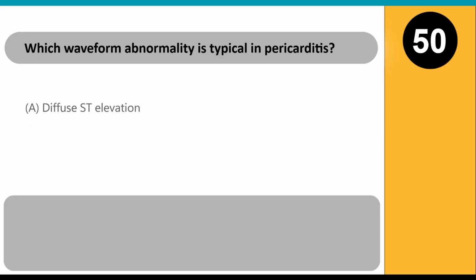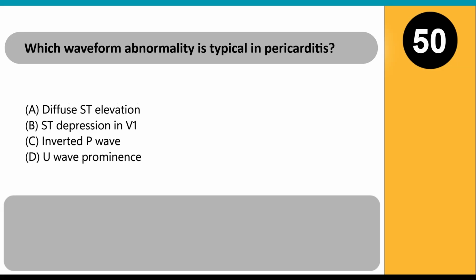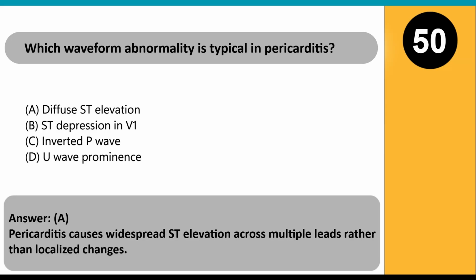Which waveform abnormality is typical in pericarditis? A. Diffuse ST elevation. B. ST depression in V1. C. Inverted P wave. D. U wave prominence. Answer A. Pericarditis causes widespread ST elevation across multiple leads rather than localized changes.